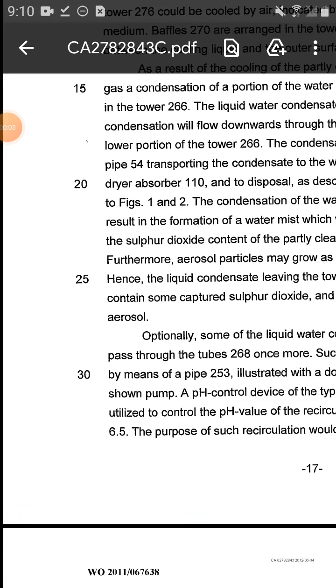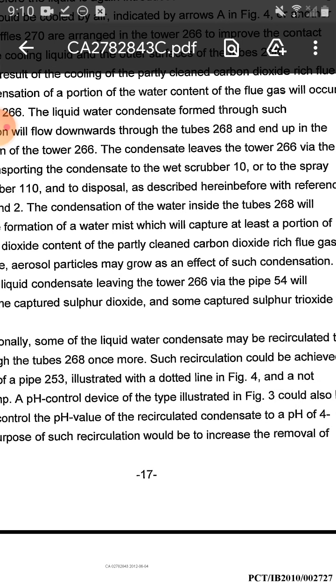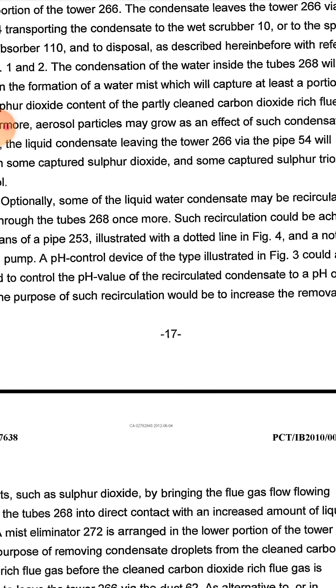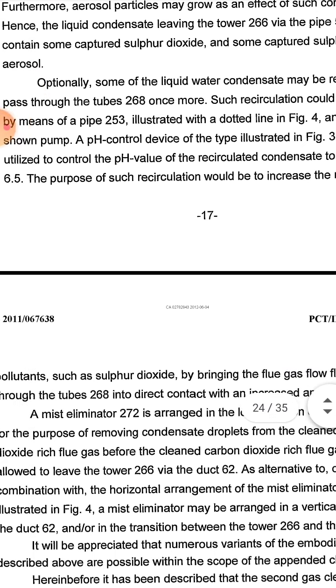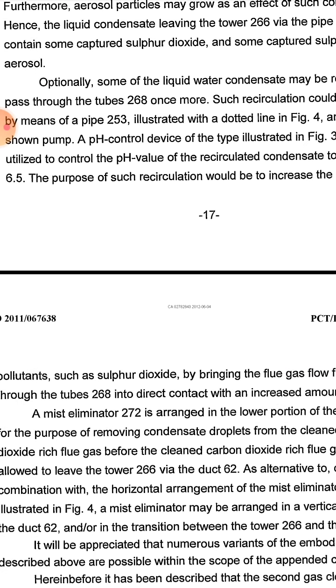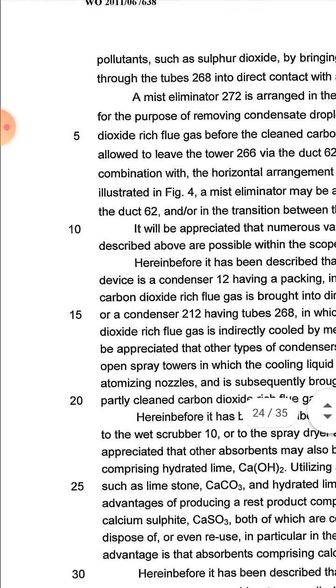You must know that what I was saying earlier about the boiler system schematic is only 25% correct. And I'll tell you why. Why did I leave out 75% of the information regarding the concentration of water inside the tube of 26.8? Well, it's simple. If you understand pH levels and what pH 4 does to pH 5, you would know that the miseliminator of 272 is arranged in the lower portion of the tower of 26.6.